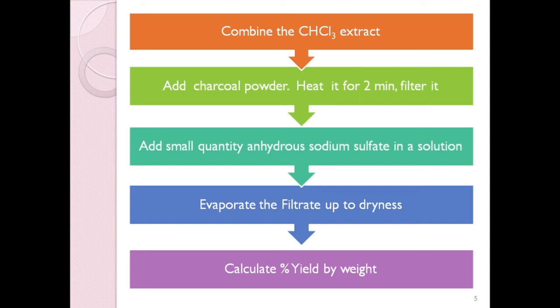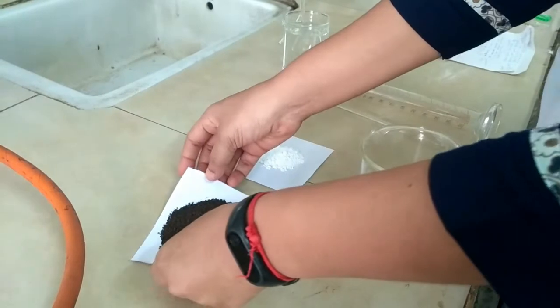And lastly, you need to calculate the percentage yield weight by weight. So this is about the principle of caffeine isolation. Now we will understand the practical aspects of the caffeine isolation.